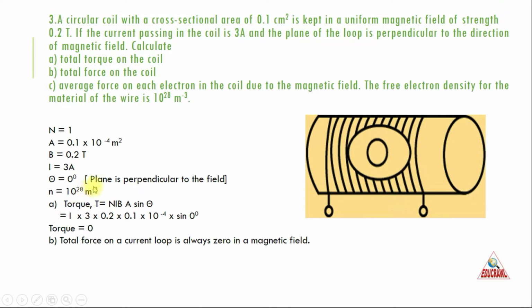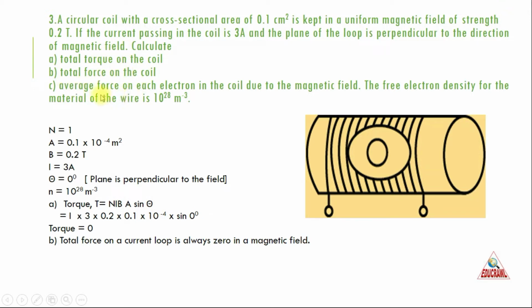So for 1 meter cube, the electron density is 10 power 28. First let us find the torque. You know the expression as NIBA sin theta. Substituting the value, theta is 0, sin 0 is 0, so the total torque will be 0 here. And when the torque is 0, the total force on a current loop will always be 0 in a magnetic field. So total torque we have found, total force we have found.